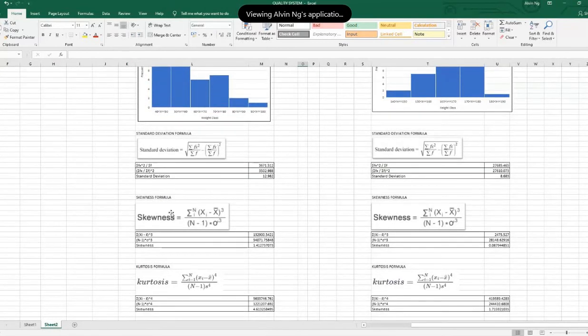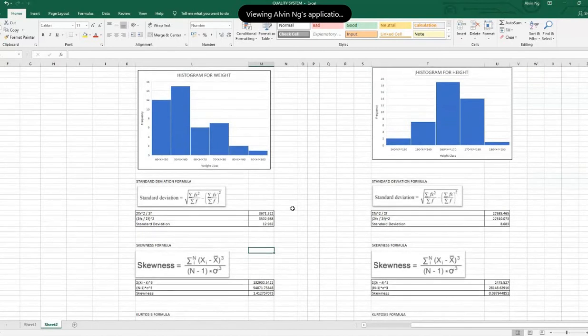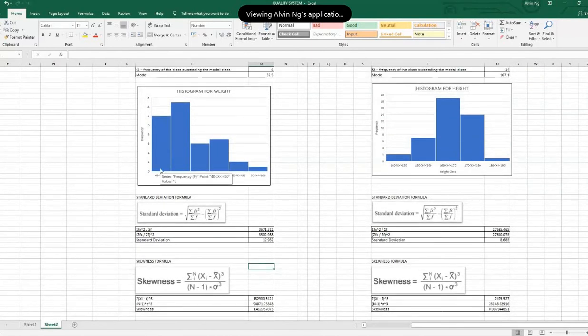Maybe you can say about the skewness of the graph. Okay, they got the skewness, both have skewness. This one is closer to the normal distribution, and this one is skewed to the left. Therefore, you see that there are more people with lighter weight, right?